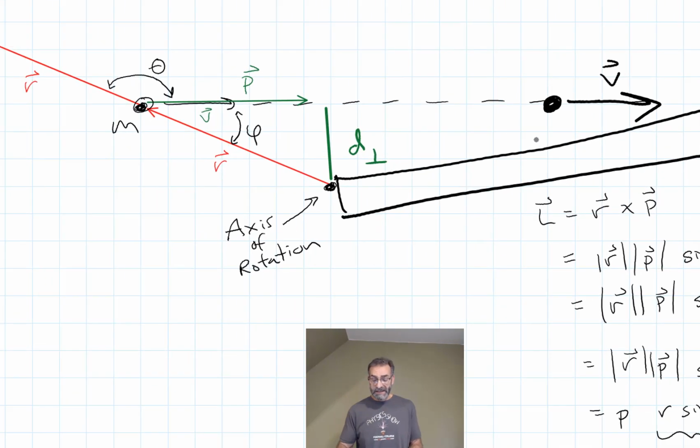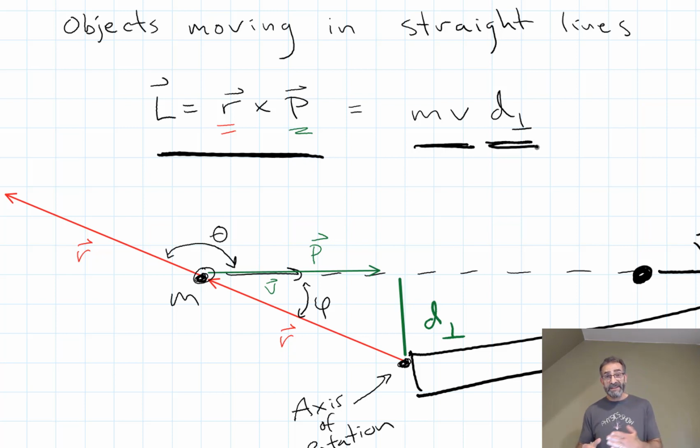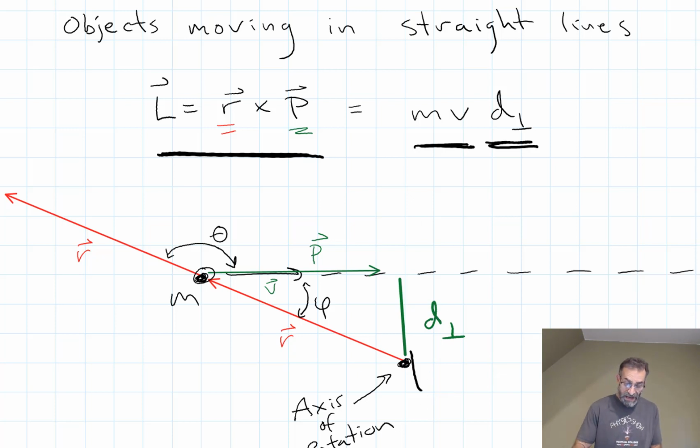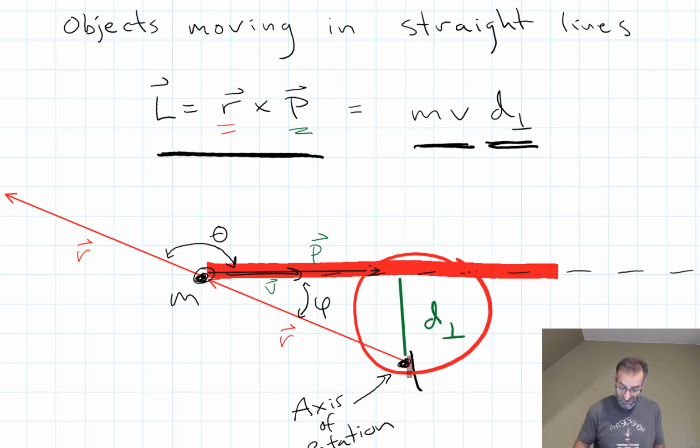So if you have an object moving in a straight line, our formula is R cross P. That's what we use to find the angular momentum of that object. And what does it turn out to be? It turns out to be the momentum of the object times the perpendicular distance from the line of the velocity to the axis of rotation. You have to have this perpendicular distance between the line of the velocity, that's this line right here, and the axis of rotation, that's this right here. You have to have that perpendicular distance.